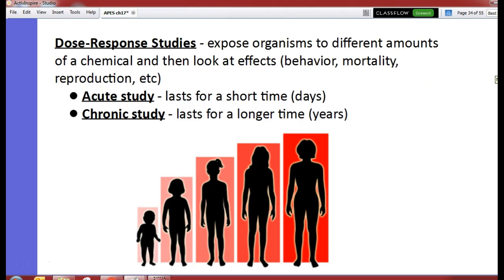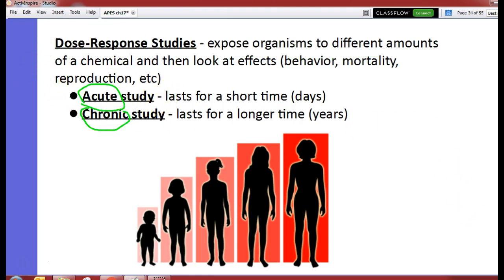All right, so how do scientists know all of this? Well, they look at dose response studies, okay? In dose response studies, what they do is they give individuals different amounts of a chemical and then look at what happens, right? So they give them different doses, like a dose is the amount, and then they look at the response, okay? So we're going to talk about acute versus chronic, and you need to know the words because they're going to apply to a couple different terms here.